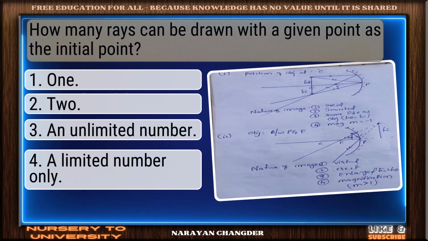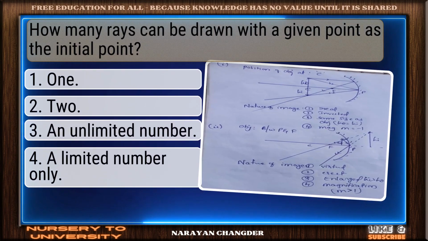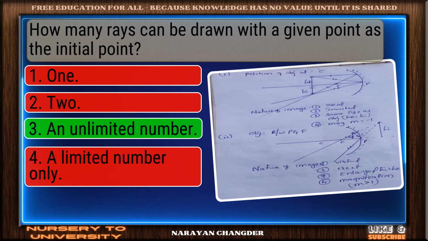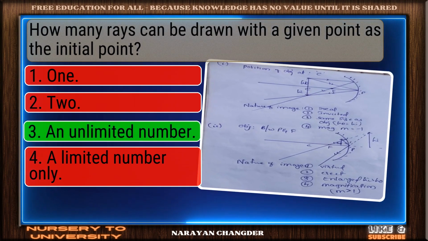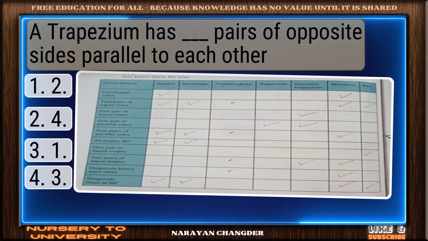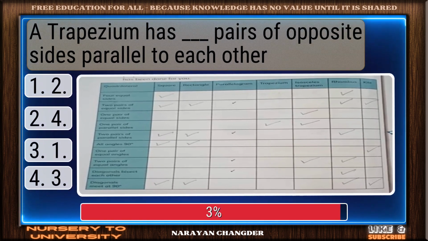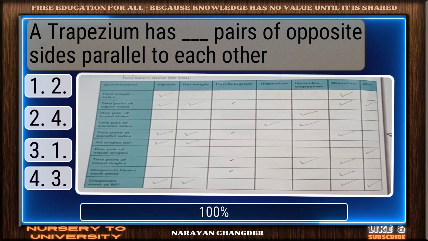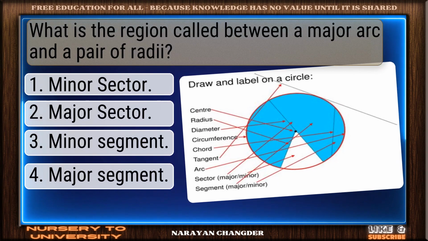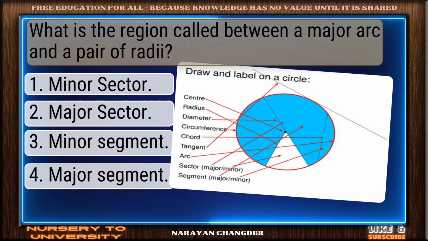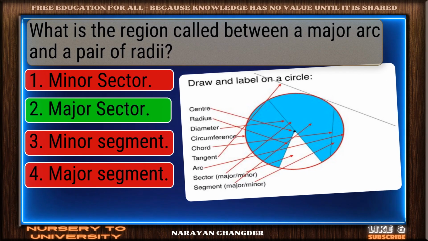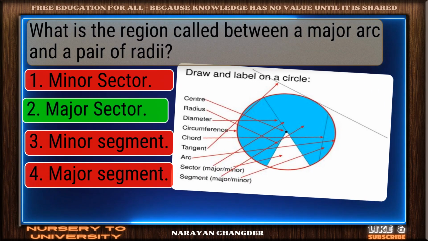How many rays can be drawn with a given point as the initial point? You got it. Your choice, an unlimited number, is right. A trapezium has dash pairs of opposite sides parallel to each other. Sharp thinking. 1 is the right choice. What is the region called between a major arc and a pair of radii? Well done. Major sector is the right choice.